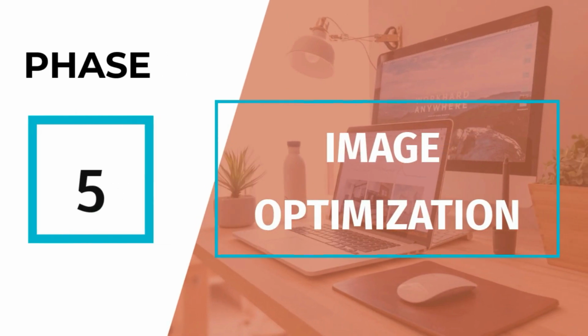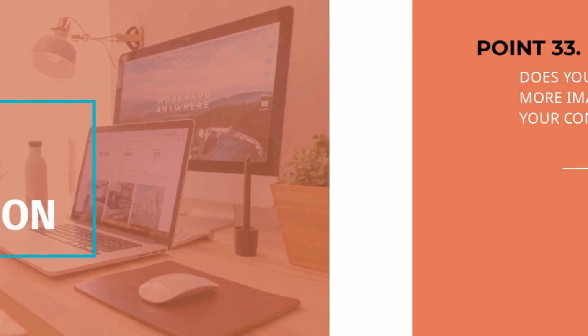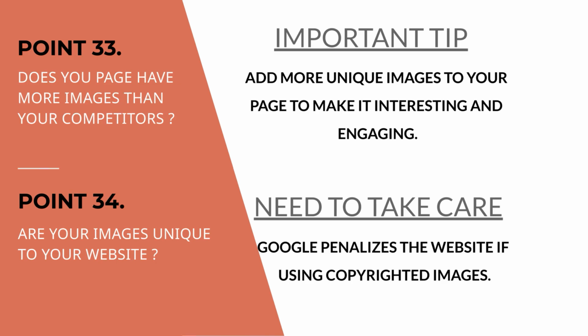Phase 5. Image optimization. Point 33. Does your page have as many or more images than your competitors? Unique images make your page more interesting and engaging. You should aim to have more images than your competitors have in their posts.